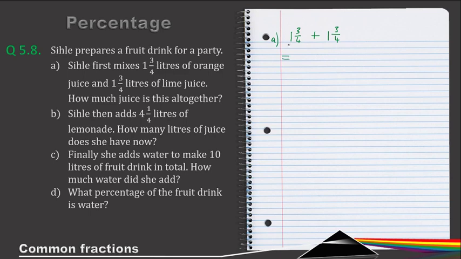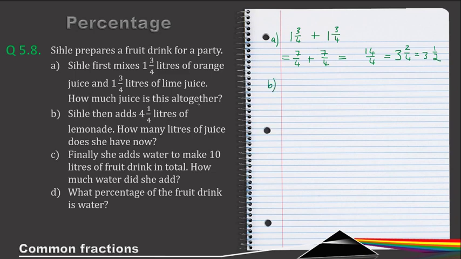So before we add, let's convert these into improper fractions. 3 times 2 is 6 plus 1 is 7 over 4, plus 7 over 4. And this then gives us 14 over 4. And then 4 goes into 14 3 times, and 2 over 4 is left, or 3.5. Right, so that's the amount of liters she'll have altogether.